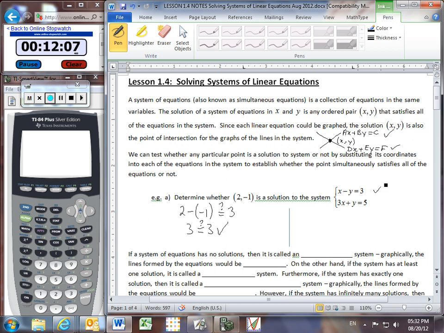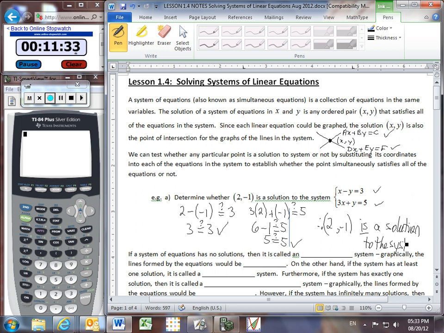And let's test the other one. If we substitute in 2 for x, let's do it over here, 3 times 2 and negative 1 for y. Is this equal to 5? Let's see. So 6 minus 1, is this equal to 5? So is 5 equal to 5? Yes, of course it is. And that means that the point 2, negative 1 is also on this line. Hence, 2, negative 1 is a solution to the system.